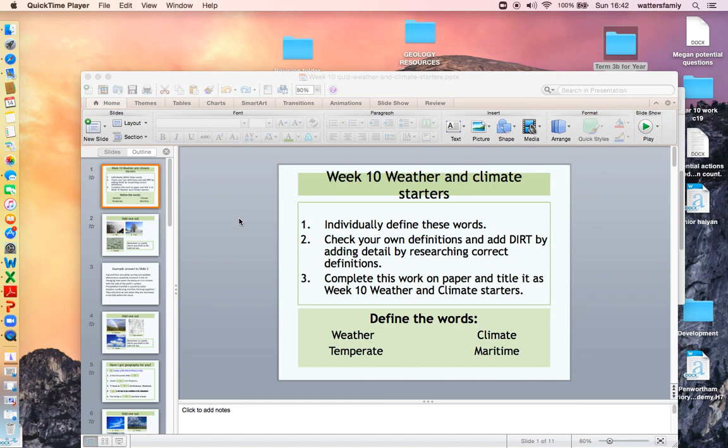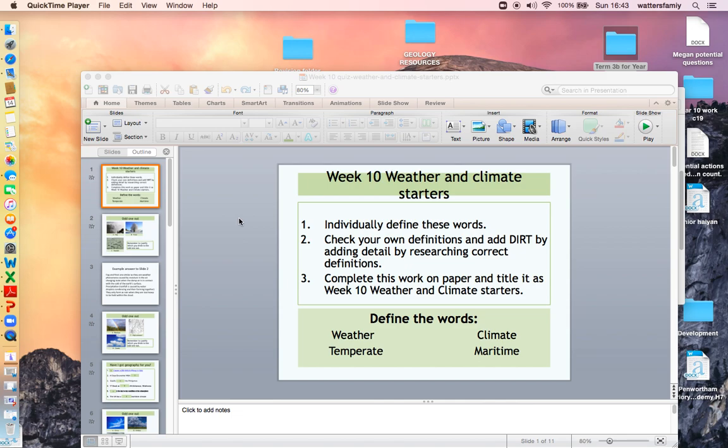So this time, what I'd like you to do is to define those words, write them down, put them under the title of Week 10 Weather and Climate Starters, and then also do the word maritime. Then what you've got to do is dirt them. And that's dead easy. All you've got to do is check weather, climate, temperate against the work that you did the previous week, and then just look up maritime. So maritime obviously refers to the sea, and it refers to climate that is influenced by the sea.